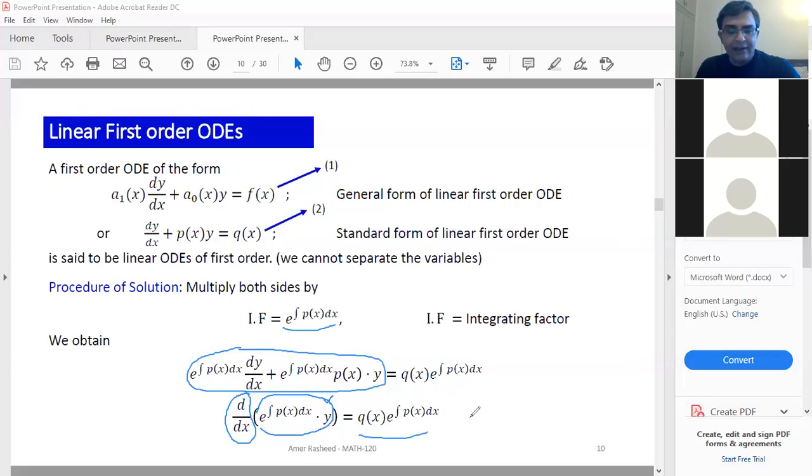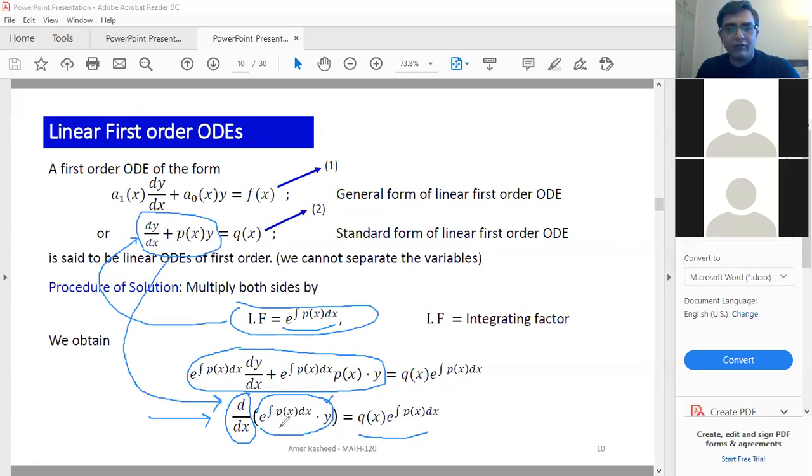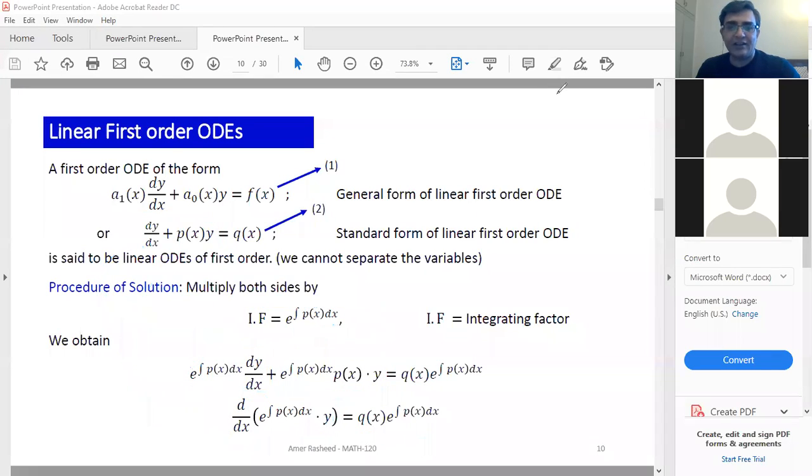So thank you very much. I hope you understand this point. What is the purpose of integrating factor? Integrating factor, when we multiply on the left hand side of this standard form of the first order linear ODE, transforms this left hand side into the derivative of the product of this integrating factor and y. This is the purpose of integrating factor. Otherwise, we cannot solve this linear first order ODE. I hope that answers the question.